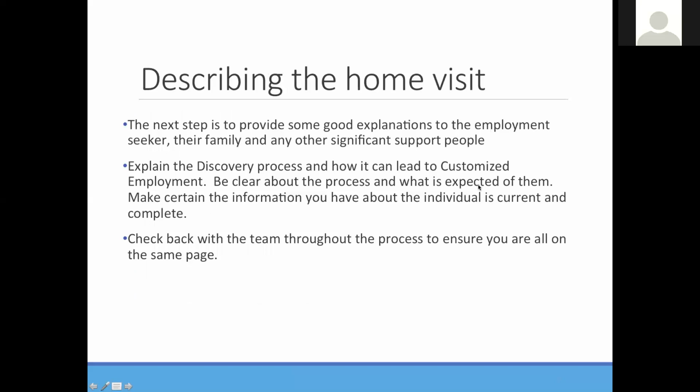So next, you've got to give people a heads up that the home visit is different than traditional meetings, because oftentimes folks don't want to sit through another meeting. And the next step is to provide some good explanations to the employment seeker and their family about what this process looks like. So we explain that discovery is a different process of getting to know someone that leads to employment, and that we want to be clear about what it is and what's expected of them.